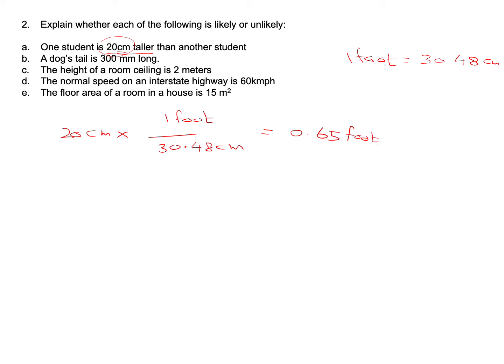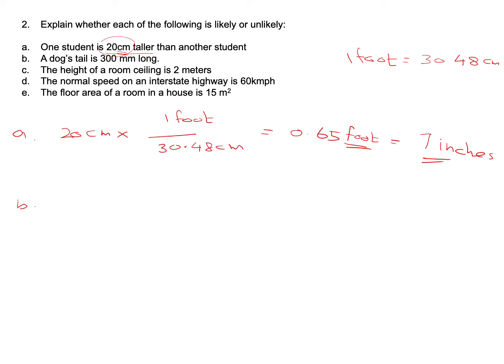foot, and you can convert foot to inches, multiply by 12, which is 7 inches. So it looks like it's possible, because if one student is 5 feet tall and the next student is 5 feet 7 inches tall, it's a possible scenario. So it's a likely case. Let's go to B.